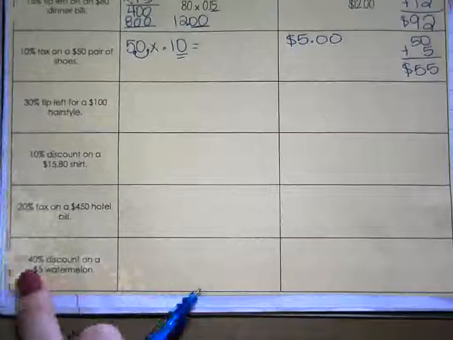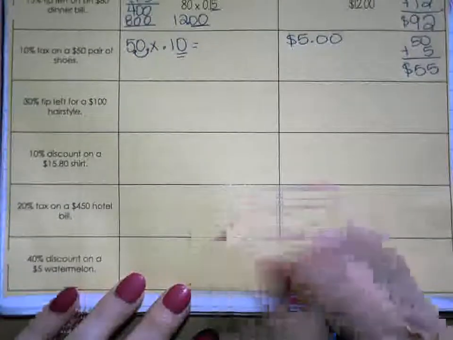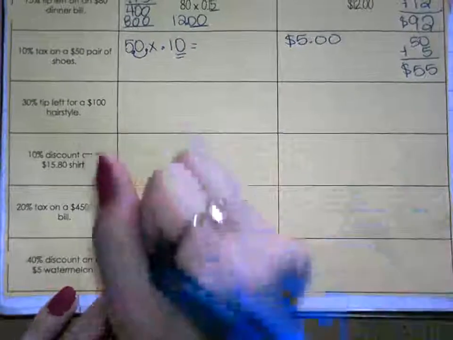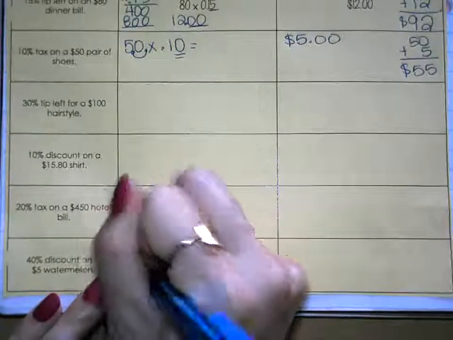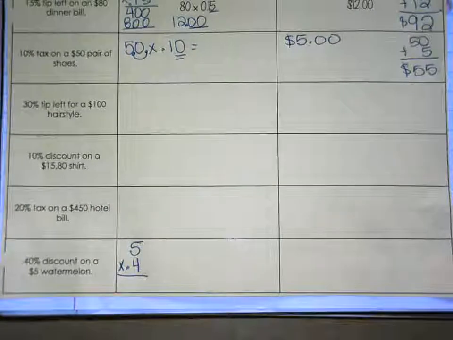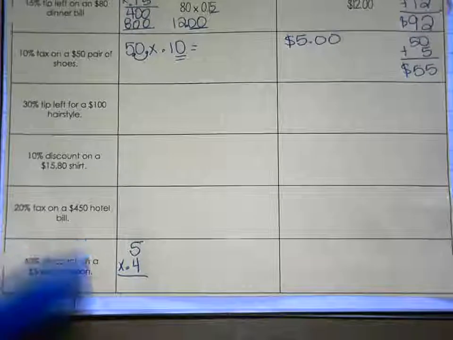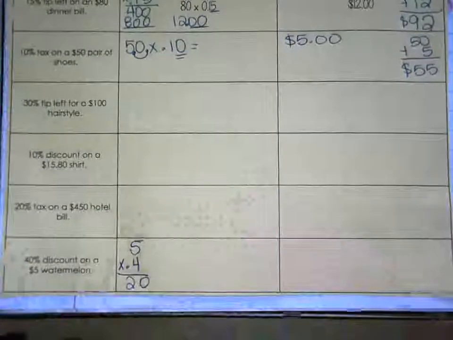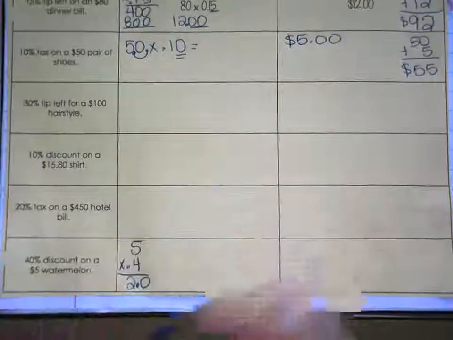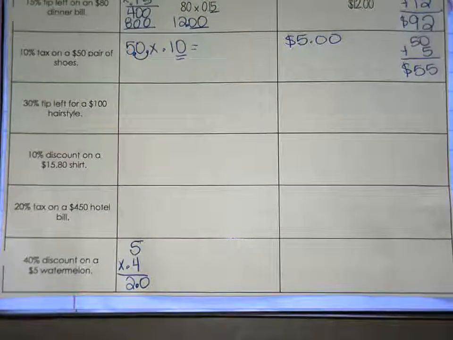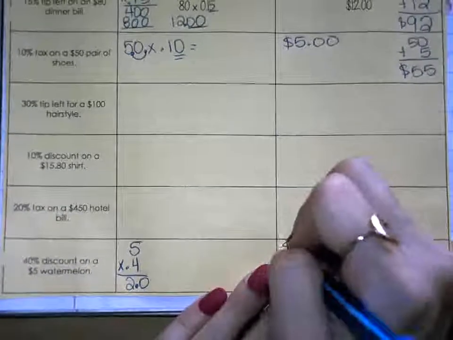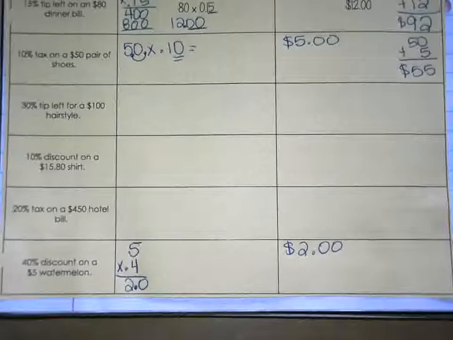Make it into a decimal. What's 40% as a decimal? 0.4. And what am I doing with 0.4? So 5 times 0.4. Five times 4 is what? 20. But where does that decimal belong? So how much money am I saving? What is my discount? So I am saving $2. That is my discount. And if I'm saving it, it's my discount.